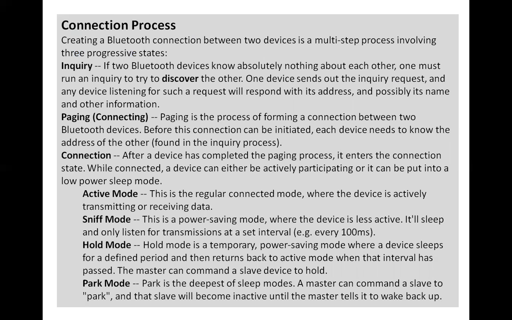If two Bluetooth devices know absolutely nothing about each other, one must run an inquiry to try to discover the other. One device sends out the inquiry request, and any device listening for such a request will respond with its address and possibly its name and other information. So this is about the inquiry carried out by the devices.